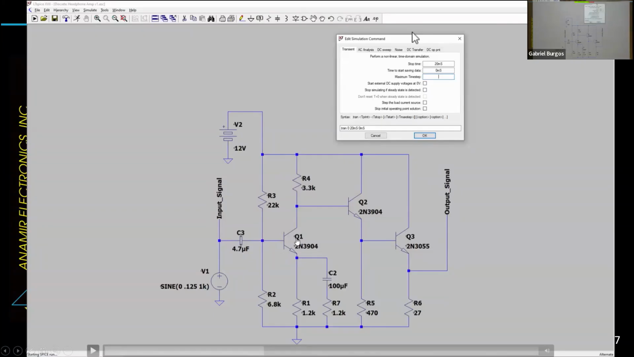Q1 is biased class A, and then he's using an emitter follower to really drive the output in Q2, and Q3 is a compositor. Right.